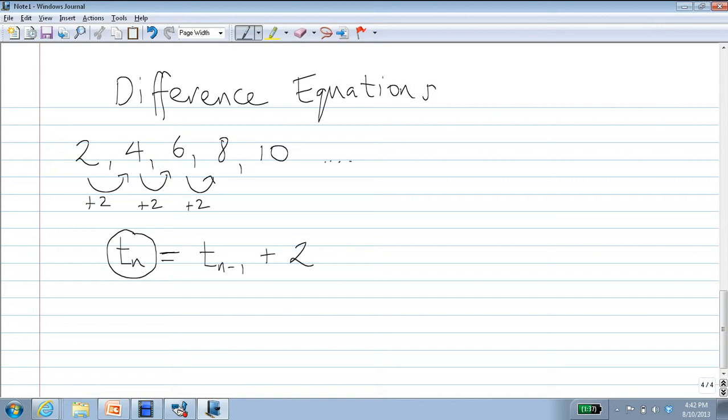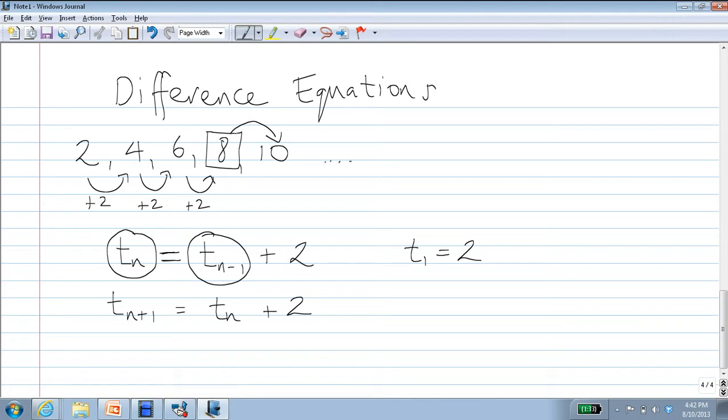Each term is equal to the term before it plus 2, starting at a value of 2. Another way of writing this one would be the next term is equal to the current term plus 2. So for example, if we consider we're at 8, the next term is found by adding 2 to the current term. So either of these ways of writing it is acceptable, and we always have to specify a starting point when it comes to a difference equation.